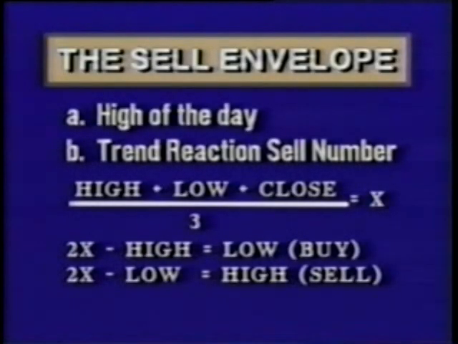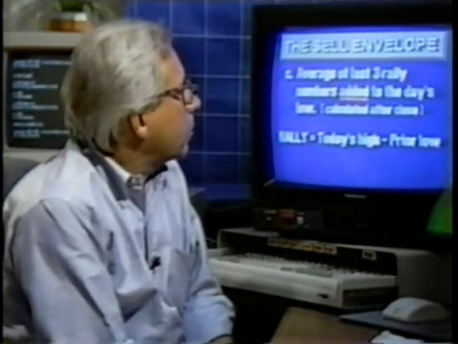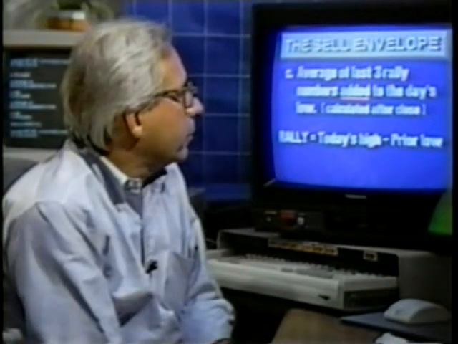Another component of the sell envelope is what I call the trend reaction numbers, and here again it's a simple formula. High plus low plus close divided by 3 equals x. You double that, so that's 2x. 2x minus the high is a low or buy number, and 2x minus the low is a high or sell number. Now, unless the market's stationary, I'm not suggesting necessarily that you trade at these prices, only that at the low number there should be support, and at the high number there should be resistance. And as you see, we're going to average all these numbers to come up with yet a different number.